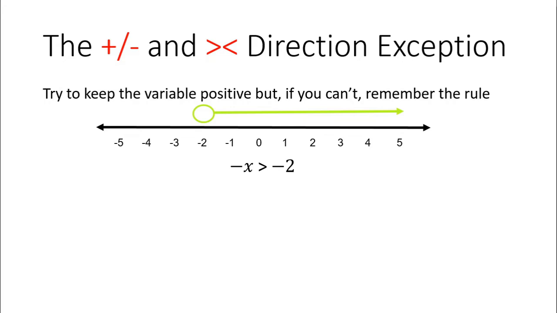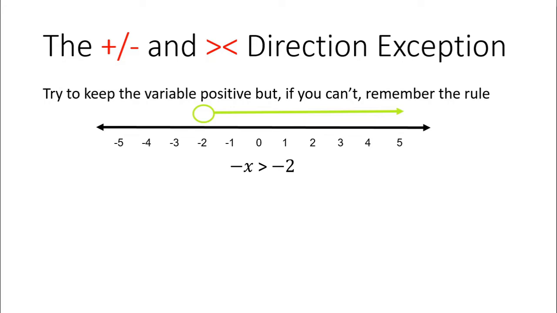So the plus minus and inequality direction exception even has a fun sort of name to it. Let's hope we can clarify this. First of all, as I've been trying to say, try to keep your variable positive. But if you can't, remember the rule.